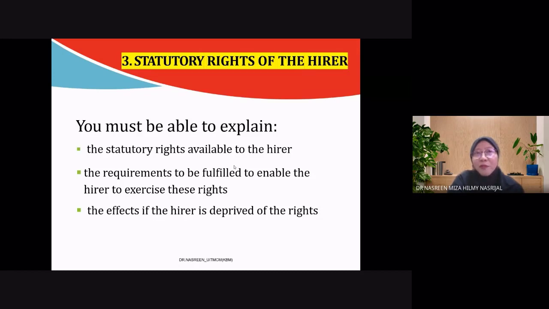So sebab tu dipanggil statutory rights. Akta memberikan hak-hak tertentu. So ni adalah hak di bawah Hire Purchase Act. So you must be able to explain what are the statutory rights available to the hirer, and what are the requirements to be fulfilled, because you cannot just simply exercise this right bila-bila saja. Ada some of the rights you need to fulfill certain requirements, so you must know what those requirements are and what is the effect kalau the owner does not allow the hirer to exercise his rights. If the hirer is deprived of the rights, what are the effects?